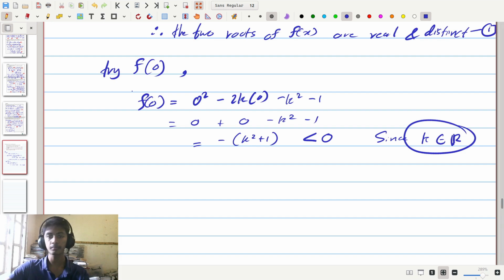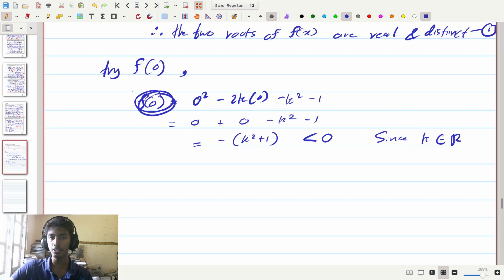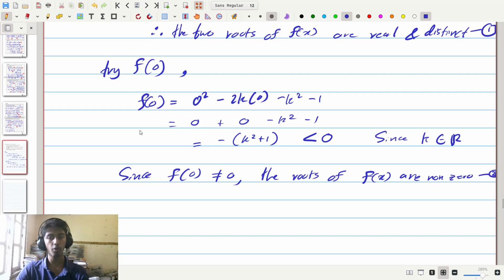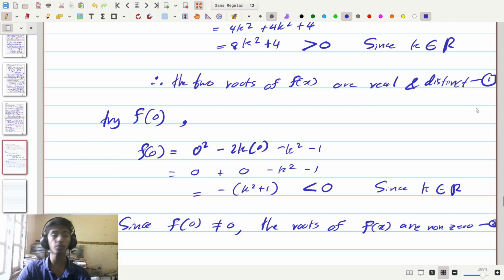This is sufficient. So now that we have this, we can see if f of x is substituted with f of 0, as in we try to see if 0 is a root, we can see that 0 is not a root since f of 0 is not equal to 0. So therefore, since f of 0 not equals 0, the roots of f of x are non-zero, which we are going to call number 2. So this is the formula number 2, the other one is formula number 1 or theorem number 1.